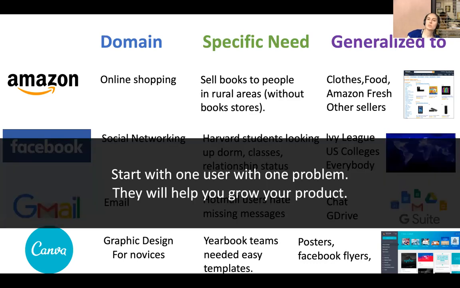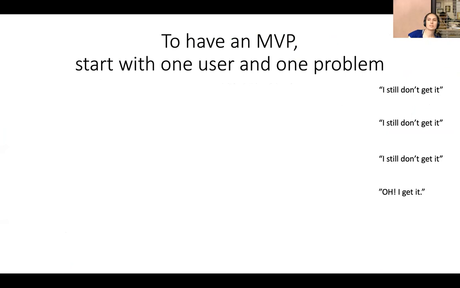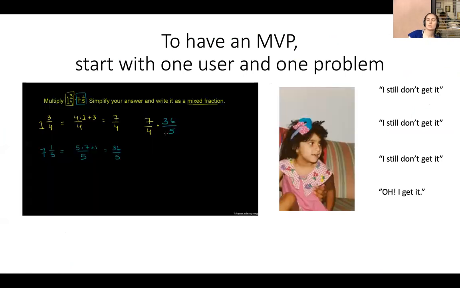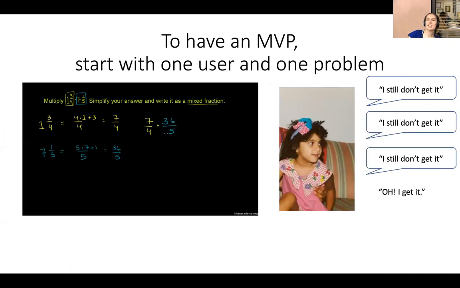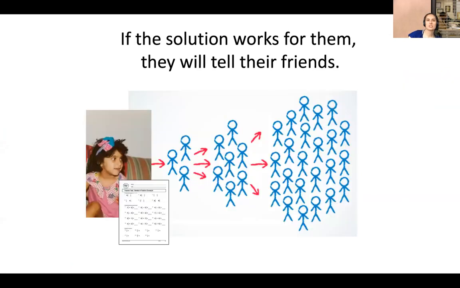Okay, so if you start with one user and one problem, that will help. Those people will help you grow your product. Okay, so to have this MVP, you want to start with one user and one problem. And at first she's not going to get it. She's not going to get it. She's not going to get it. And finally, she will start to get it. And that's great. You want those iterations. Okay? If the solution works for them, they will tell their friends. That is all you need. You need to impress one person.